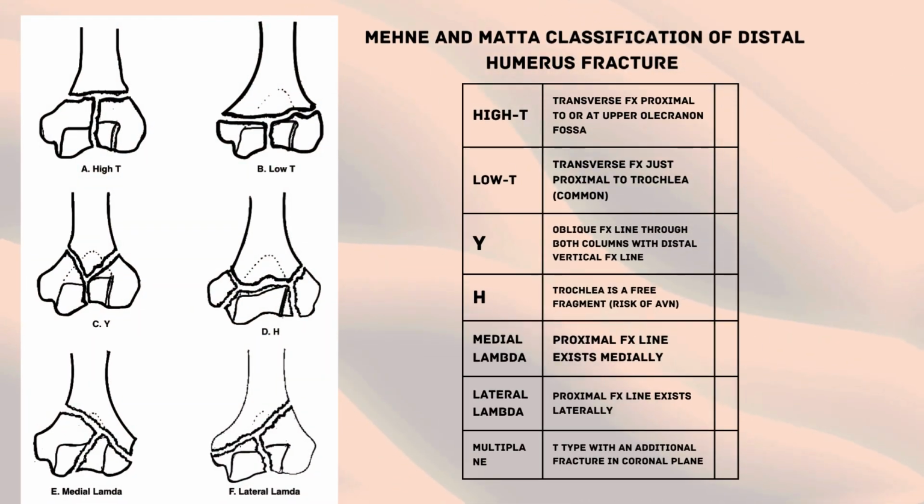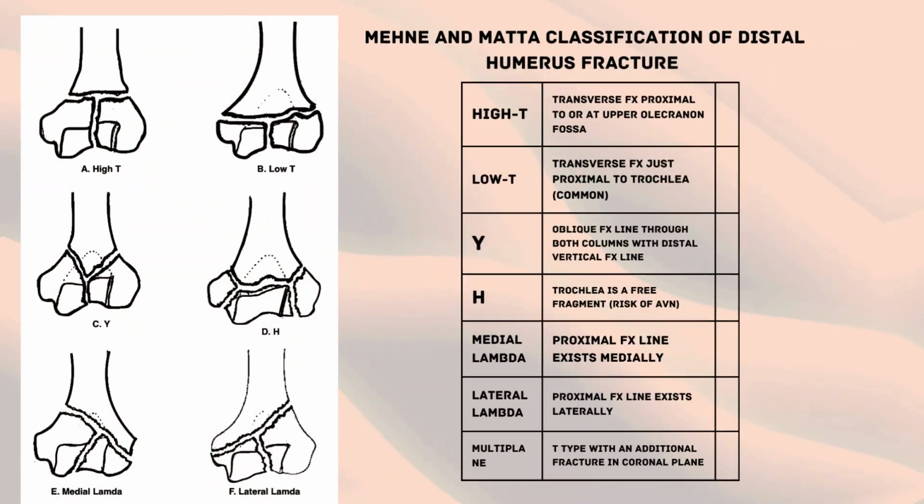Now come to the Mahanese Atamata classification of the distal humerus fracture: the high T, low T, Y, H, medial lambda, lateral lambda. In the high T, the transverse fracture is proximal to or at the upper olecranon fossa, and the low T is a transverse fracture just proximal to the trochlea, which is the commonest one.